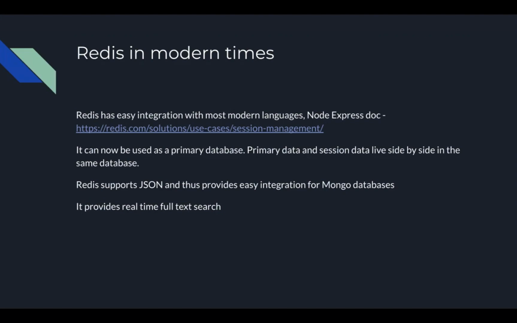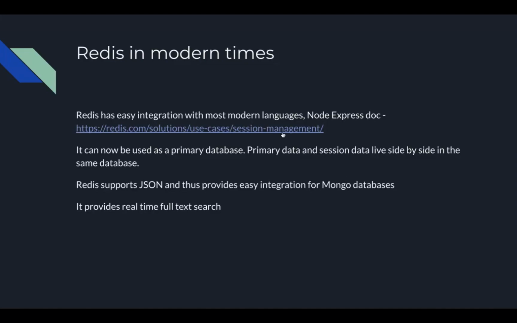So it supports JSON, so once again, it's good for Mongo database, and it actually now provides real-time full text search also. So whether we are using Postgres or Mongo or any other database, we can apply some sort of elastic search on the Redis database only and get information in very quick time. So Redis, you can just use it as a primary query in your case. So yeah, that's it from my side.